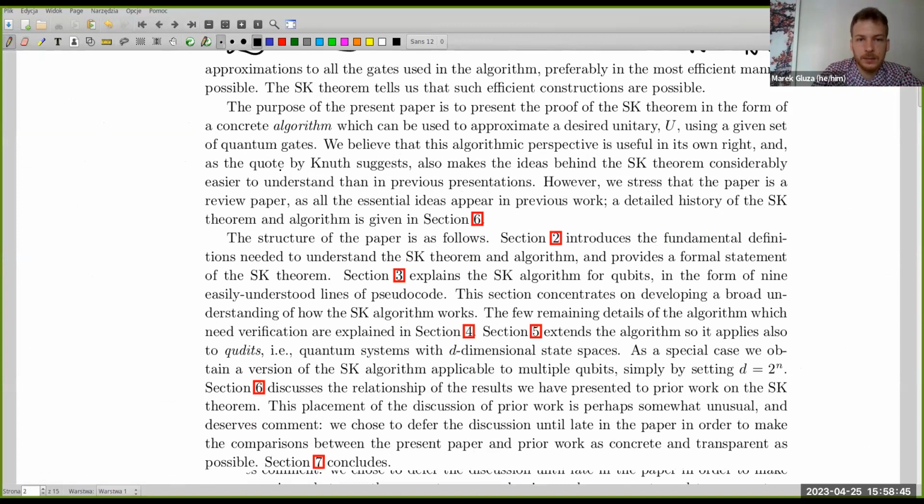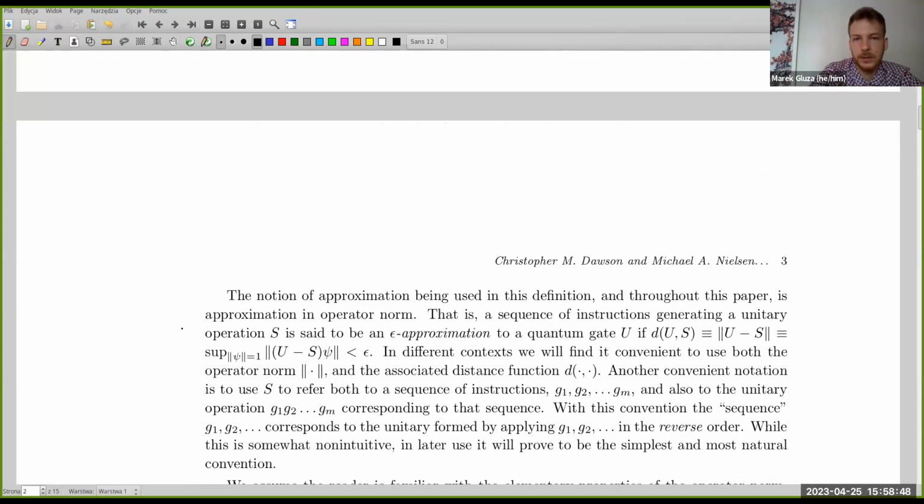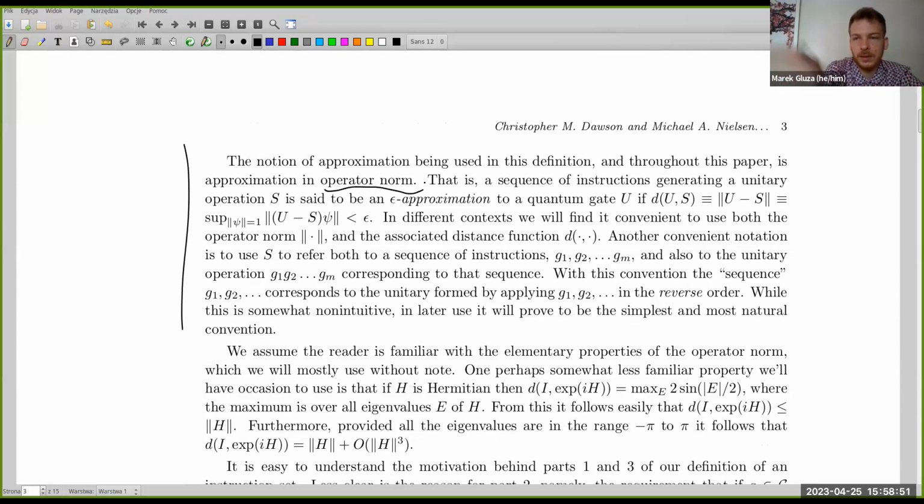Nielsen actually starts here with that somewhere. The notion of approximation is approximation in operator norm. I said that's the fundamental thing. We were also talking about this: the distance between the unitary and my sequence of gates is the norm of the difference, which is actually the largest difference of applying those gates to the same state. So I can search for a state that will witness the difference in those operations in the most prominent way. That's the meaning of operator norm.